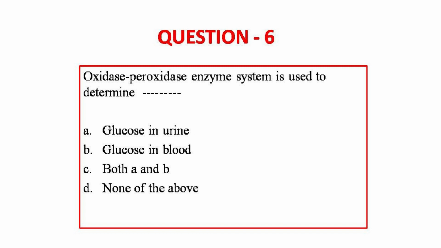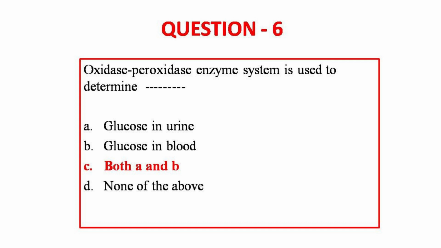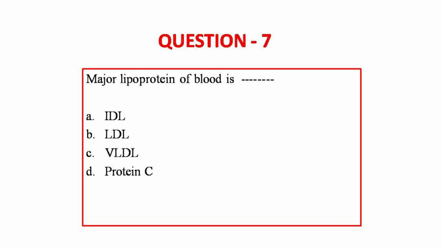So moving on to question number 6. Oxidase peroxidase enzyme system is used to determine glucose in urine, glucose in blood, both A and B, none of the above. So the answer to this question is both A and B, glucose in urine as well as glucose in blood. This is the reason why they use the glucose oxidase or peroxidase reagent along with O-dianisidine when they are doing any clinical study or in order to check the amount of glucose. So moving on to question number 7.